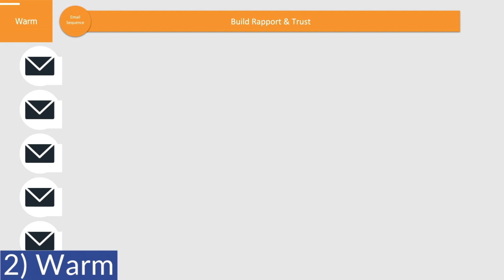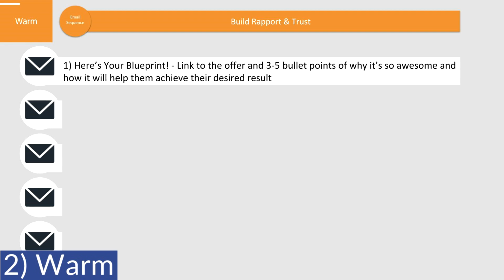So here are 5 emails you can use. Number 1, we have the "here's the blueprint" email. Link to your offer, 3 to 5 bullet points of why it's awesome and how it can help them achieve their desired result. It's pretty much just restating why they opted in for the lead magnet.